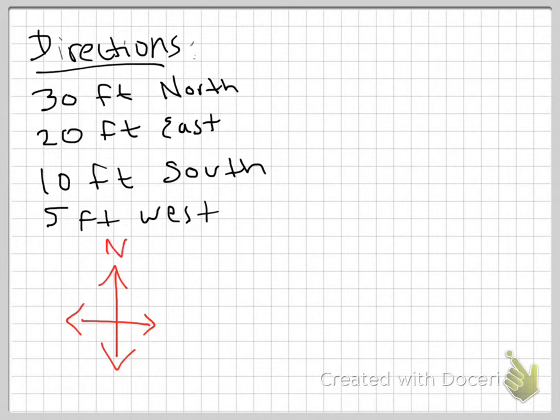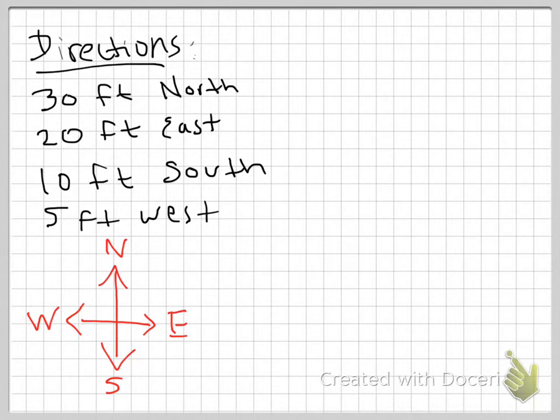North is always pointing upwards if you are going to read a map. And then east goes to the right, south goes towards the bottom, and west goes to the left. So now what I would suggest is just drawing a diagram of this.